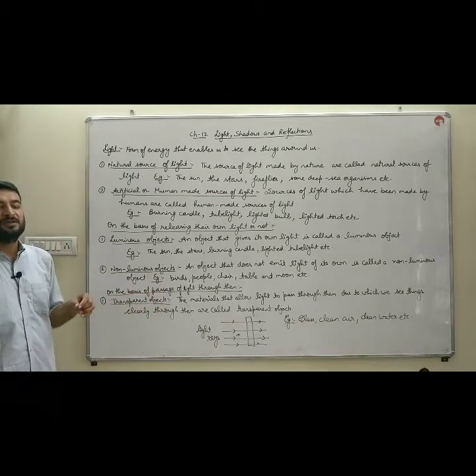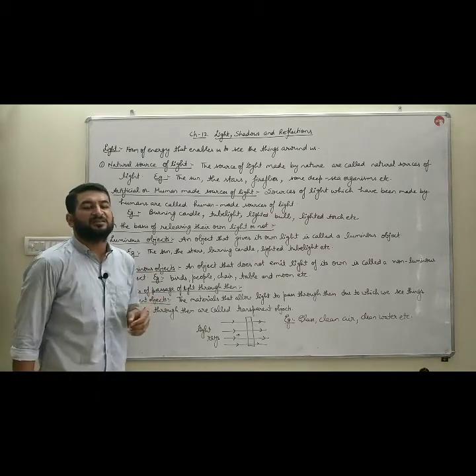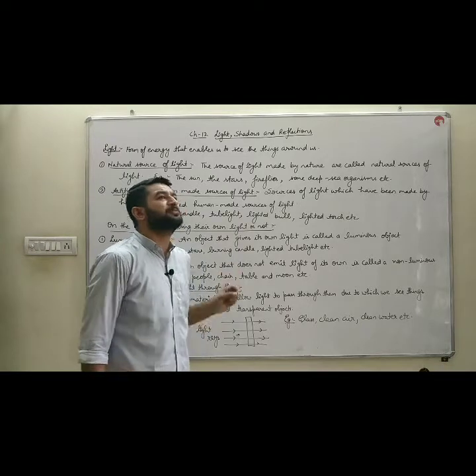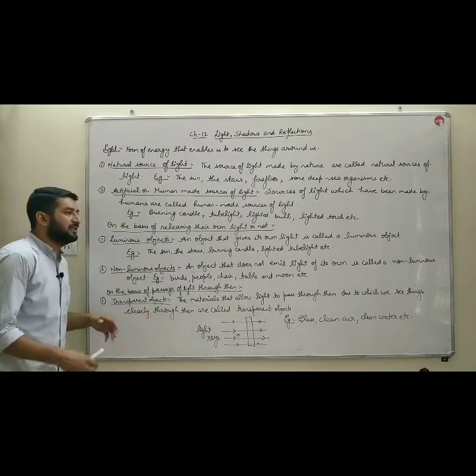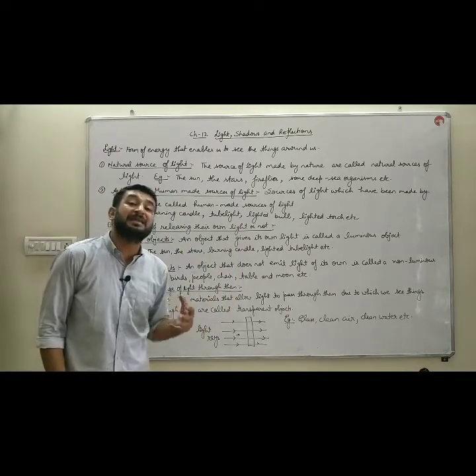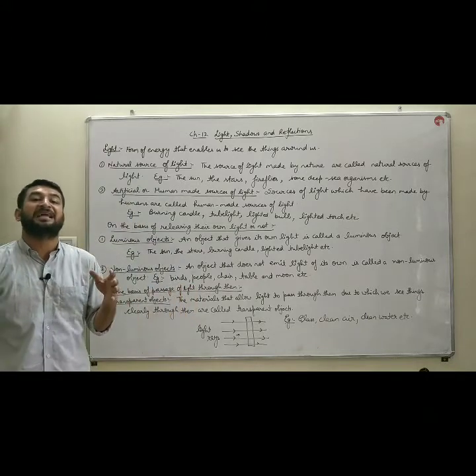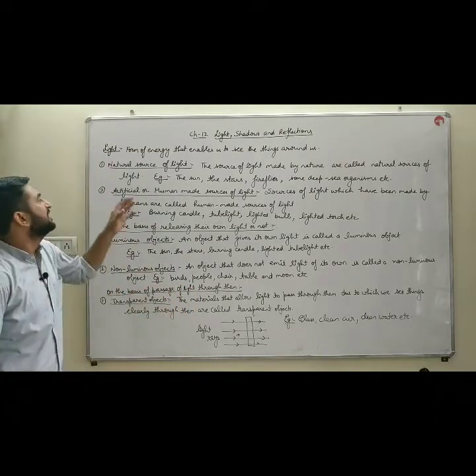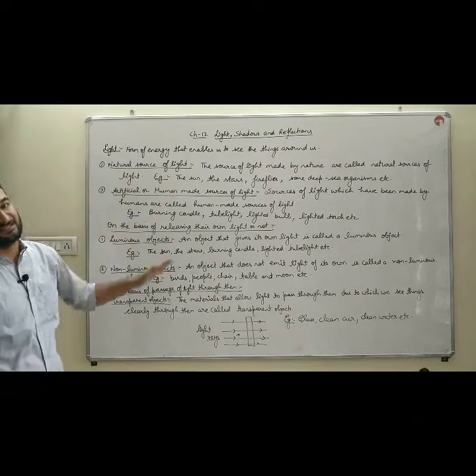For example, the stars, the sun, the fireflies, some deep sea organisms which release their light, and they are made by nature itself. They occur in the natural resources, and are known as natural sources of light.